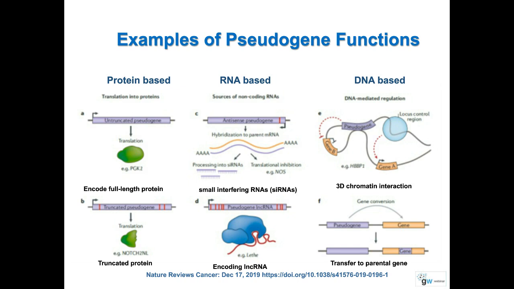So some of the pseudogenes indeed express protein, or some of the pseudogenes acquire mutations called a truncation mutation that will create an early stop codon, so that might result in the production of a truncated protein. So there are examples for these as well. And RNA based, sometimes the transcribed pseudogene may function as an RNA that will regulate the function.